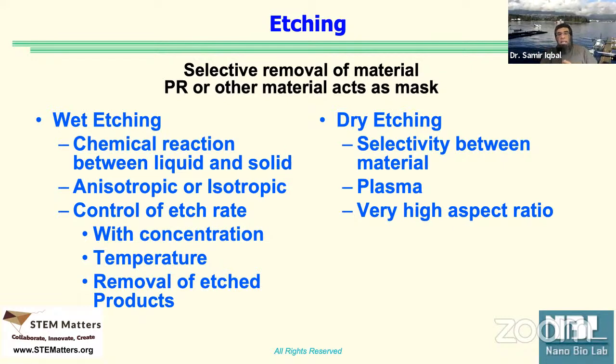In dry etching, we use plasma, and plasma is ionized gas. That's what plasma is called. In dry etching, we can have very high aspect ratio. And I'll show you what it means to have a high aspect ratio.